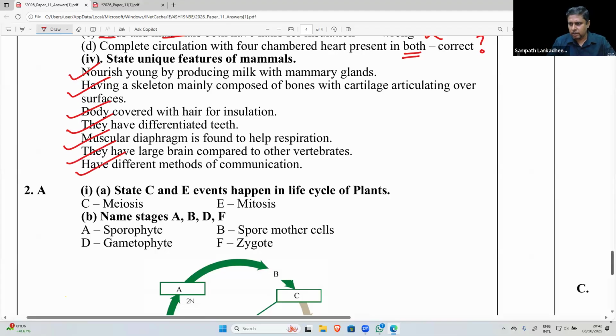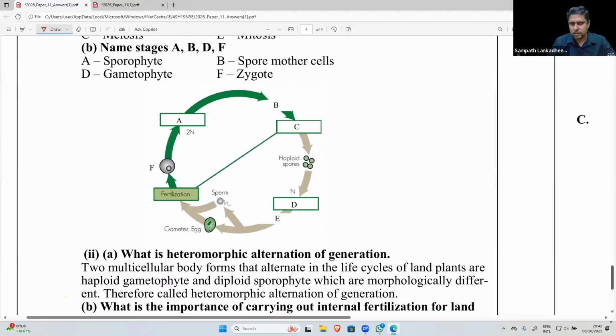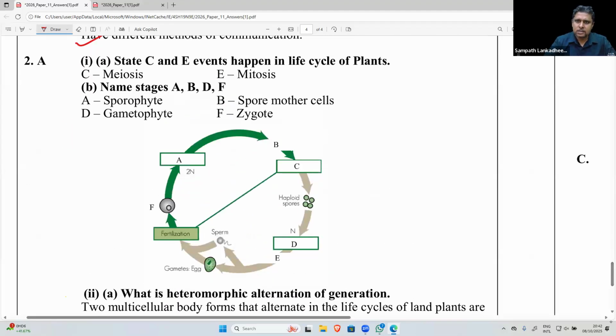Okay. Now we are moving, people, to the second structured question. State C and E events. I think D. What is A, people? Sporophyte. What is D? Gametophyte. B? Spore.